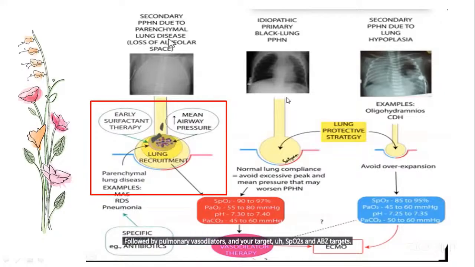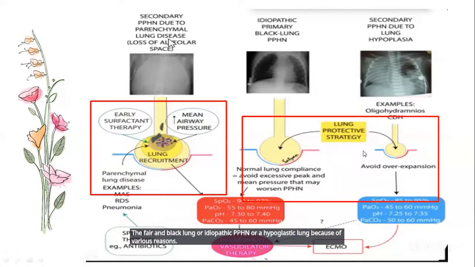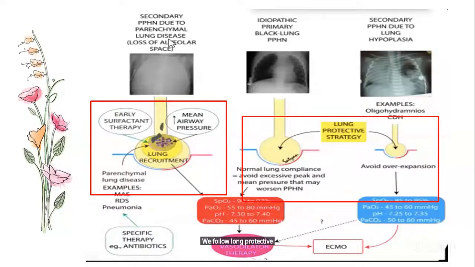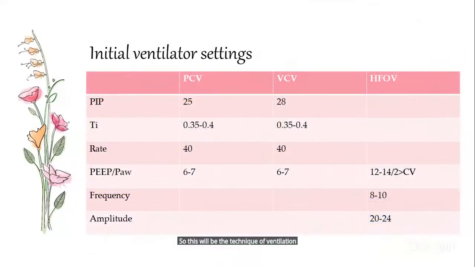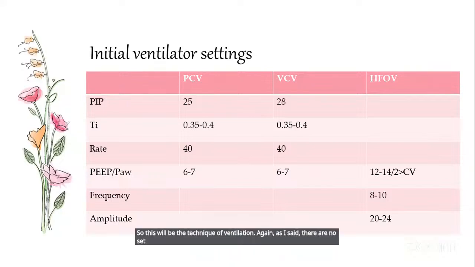If you have a black lung, or idiopathic PPHN, or a hypoplastic lung because of various reasons, we follow a lung protective strategy, avoiding overexpansion and providing FRC. So this will be the technique of ventilation. Again, as I said, there are no set rules. What should be the initial settings?